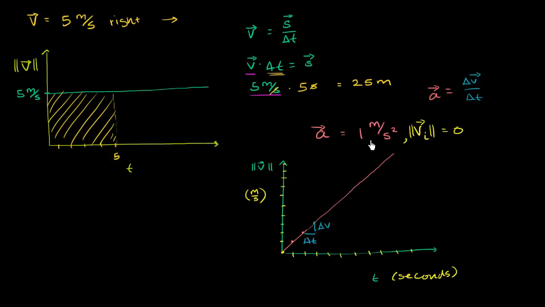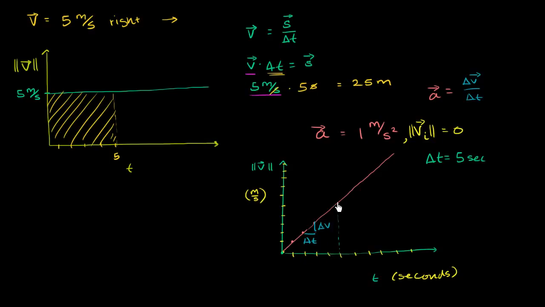Let's say that we accelerate at 1 meter per second squared, and we do it for a change in time of 5 seconds. And my question to you is, how far have we traveled? Which is a slightly more interesting question than what we've been asking so far. So we start off with an initial velocity of 0. And then for 5 seconds, we accelerate at 1 meter per second squared. So 1, 2, 3, 4, 5. So this is where we go.